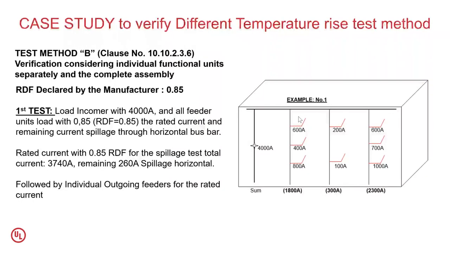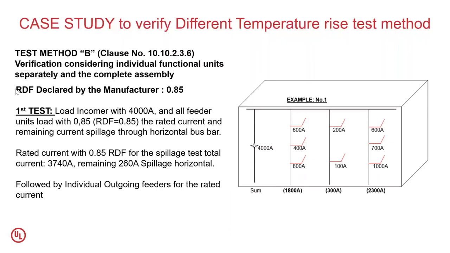Test method B. Assume that the manufacturer declared an RDF of 0.85. If you calculate the total sum of 4400 times 0.85 RDF, the total current comes to 3740 amps. Again, I clearly mentioned, for the incomer breaker we will not apply any rated diversity factor. Incomer is always loaded with the actual current of 4000 amperes in this case. And all the outgoing feeders, we are going to feed only 85% of the declared current, because RDF declared here is 0.85. So incomer 4000 amperes, all the outgoing feeders we pass through with 0.85, the total sum of the current is 3740 amps.